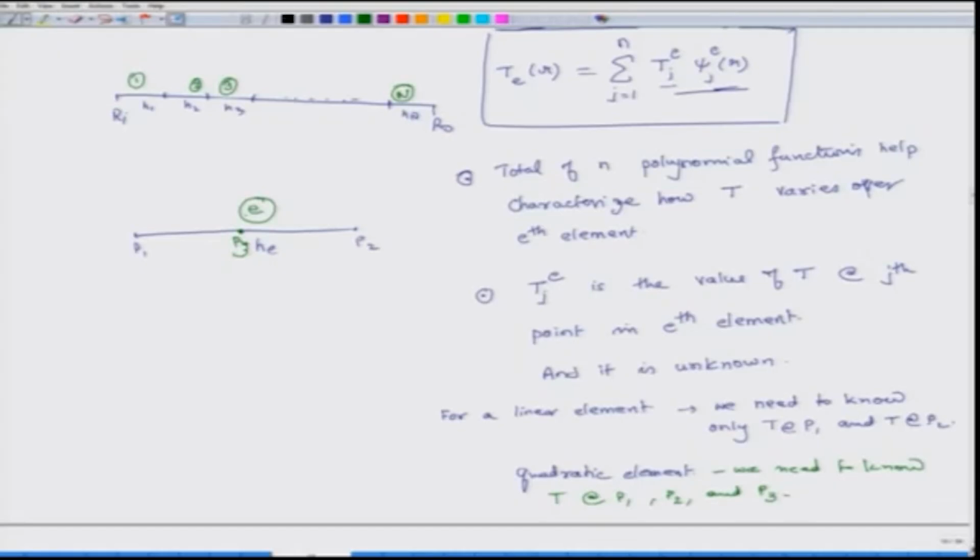Similarly, if it is a cubic element, then we need maybe one more point, P4. Okay. So, this j is going from 1 to n, and n indicates the order of the element.